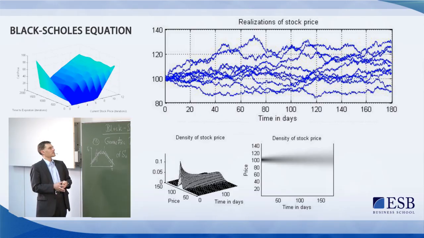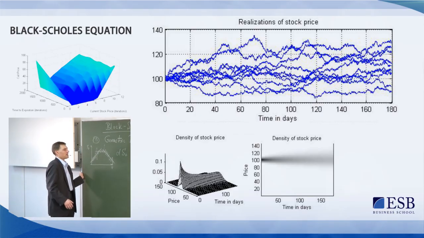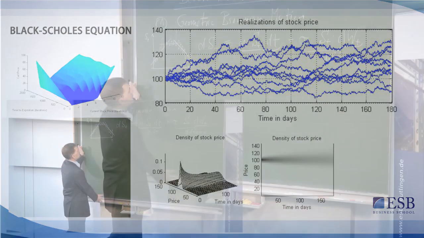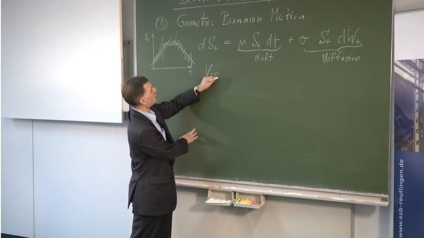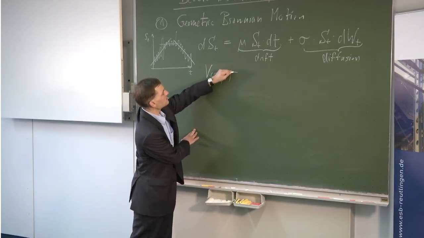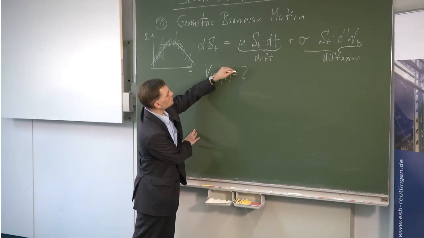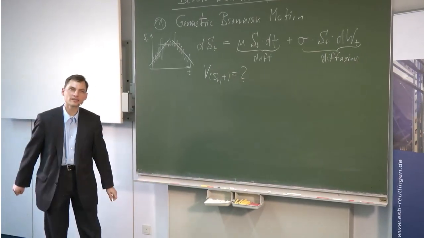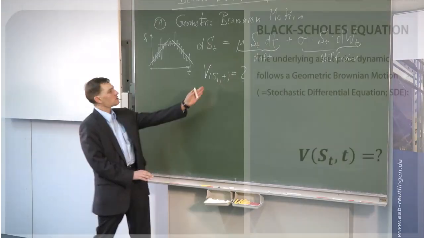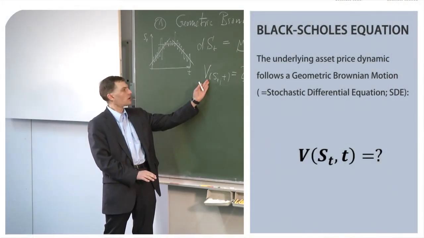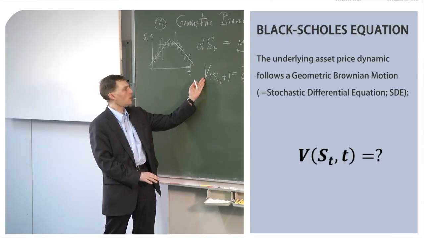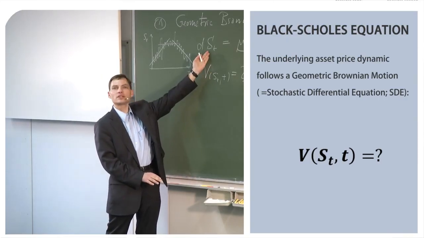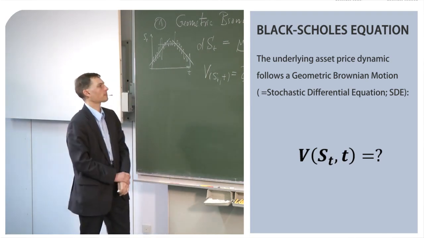Okay, so this is the first element we need. What we are interested in, however, is the price of an option. And let me call the price of an option V. V is a function dependent on the price of my underlying stock and time. So what I'm going to do in the next, well, let's say 15 or 20 minutes, is to find a solution, a formula that helps you to compute, to calculate the price of an option dependent on a certain stock and certain underlying.